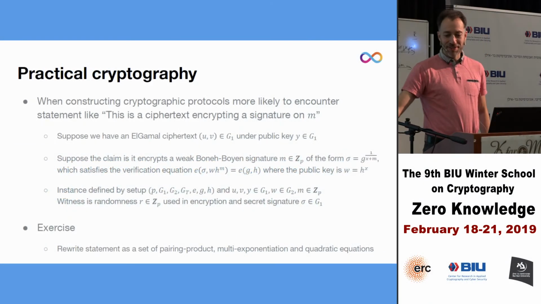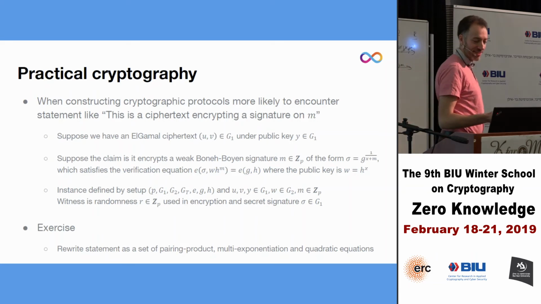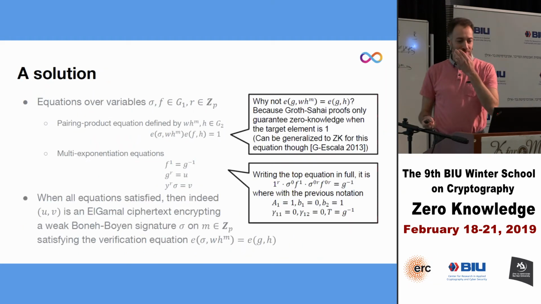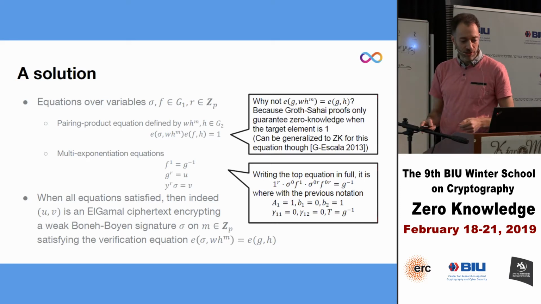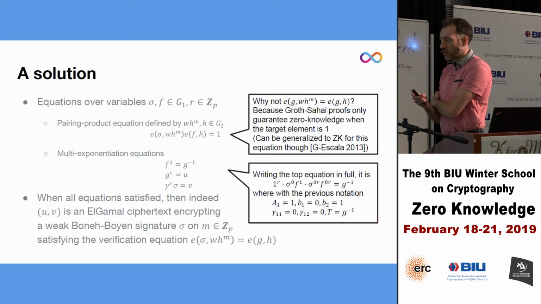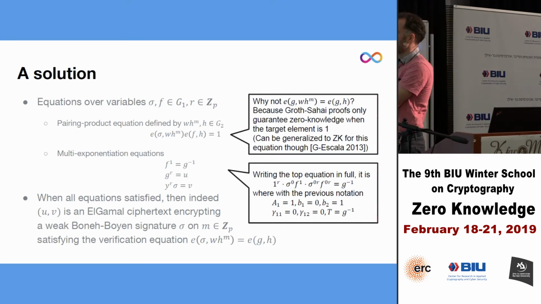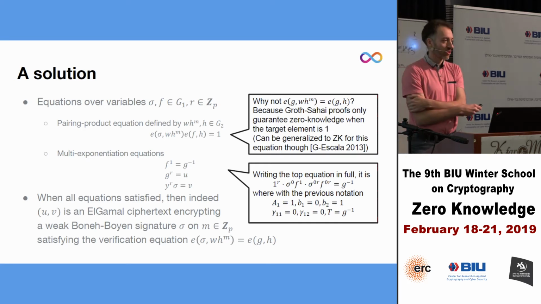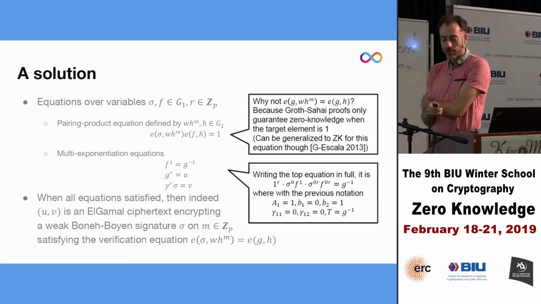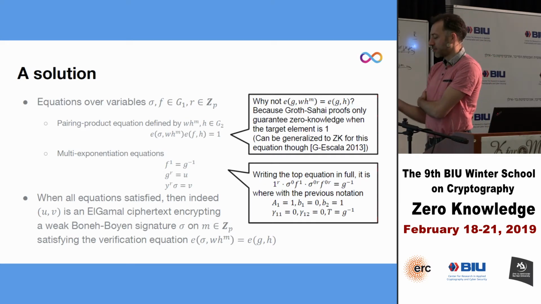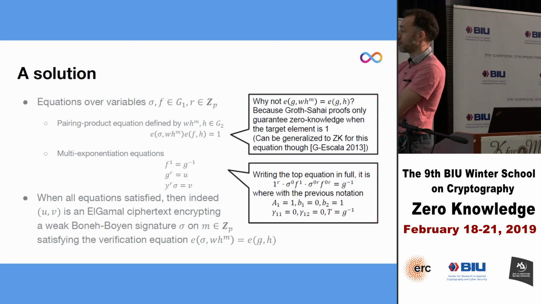Okay, so let's look at this exercise here. So this is my own solution. I'm sure there are many different ways that one can do this. I thought of this statement, that we have the ciphertext UV encrypting a signature on a message M, as an equation over some variables. So the secret variables I introduce are the signature sigma, some help element F, and some randomness R used in the encryption.